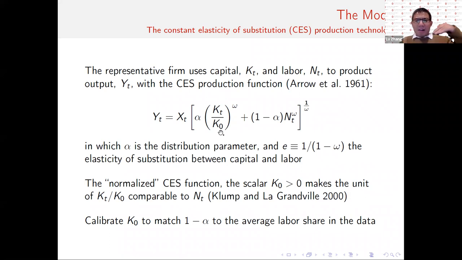So the bottom line is that only after the scaled capital has a similar unit as employment, okay, only under that condition will alpha be the capital share. So that's the more accurate description, and that's exactly what we do in the calibration. We're gonna calibrate the scalar, which is simply a constant, such that one minus alpha, one minus this distribution parameter, matches the average labor share in the data. In other words, alpha is the capital share of output in the data.